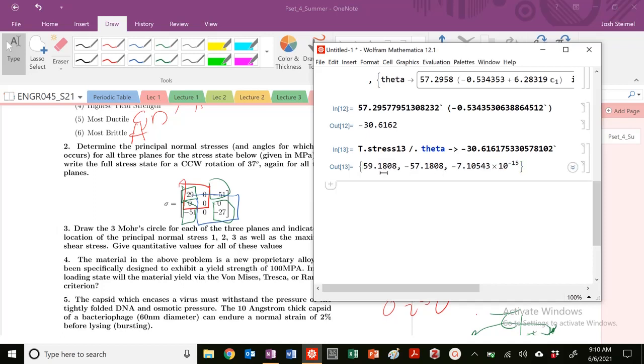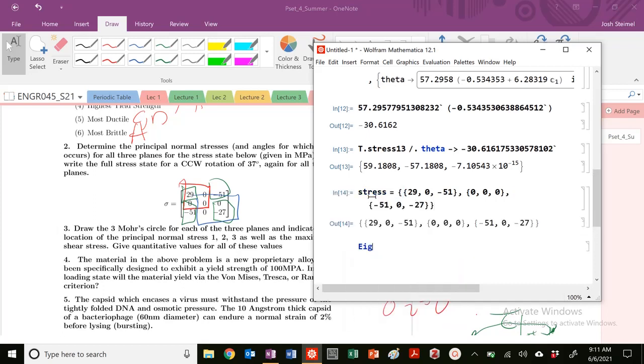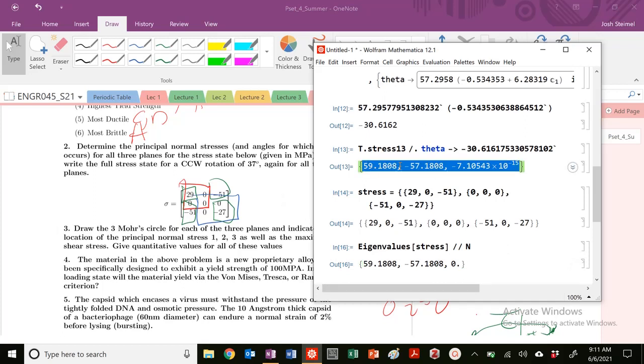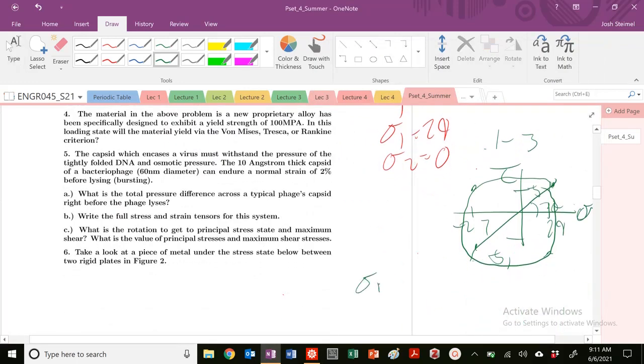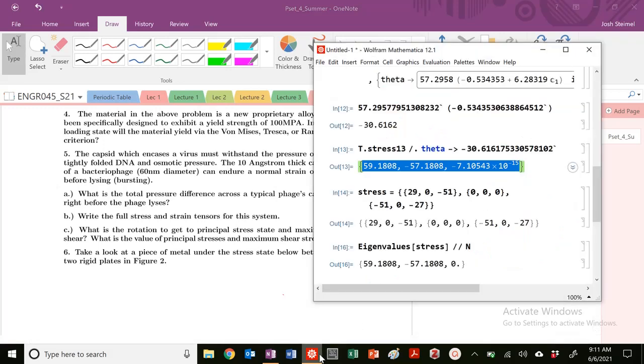And again, we get our normal stresses. And if we put the whole stress state, so 29, 0, minus 51, and then 0, 0, 0, and minus 51, 0, 0, minus 27. If I did eigenvalues of stress, let's look at these. These would be my 3 principal stresses. So we get that from here. This is my sigma 1 for 1, 3. So it's 59 something. Let's go ahead and check that out.